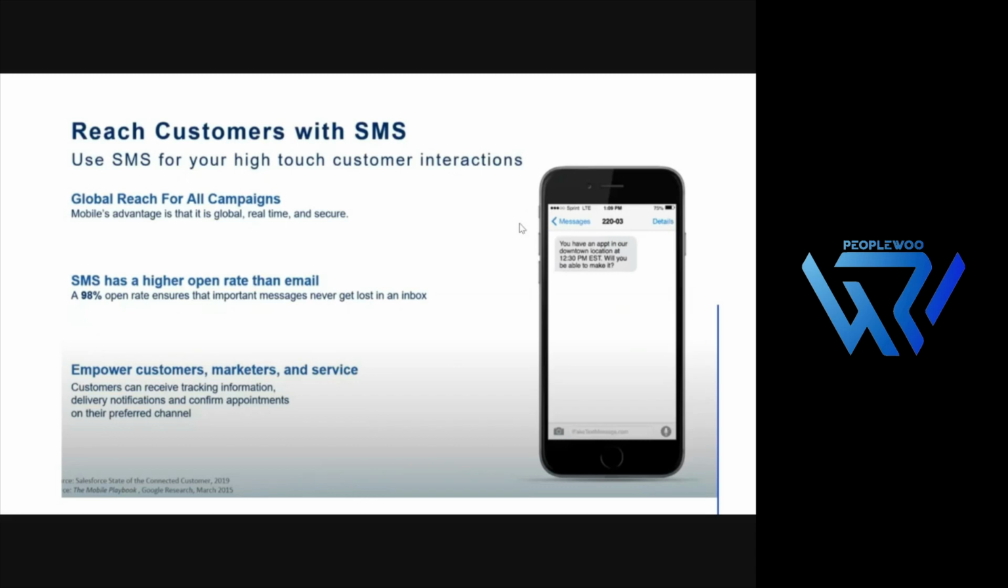So email has its own significance. Mobile communications have their own significance. But mobiles are more reliable than emails because they have higher open rates. Engagement rates are high for mobile communications than emails.